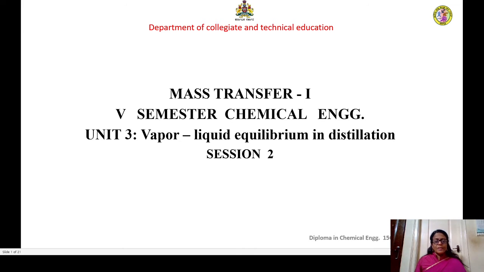So you all know that we have started our discussion on Unit 3, that is vapor liquid equilibrium in distillation. We had a first session previously in which we learned various basics related to distillation operations. Let us continue that discussion today. In today's session, we are taking up the actual vapor liquid equilibrium relationship in distillation operation.